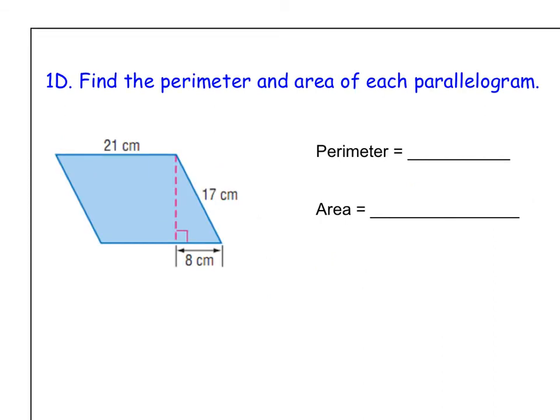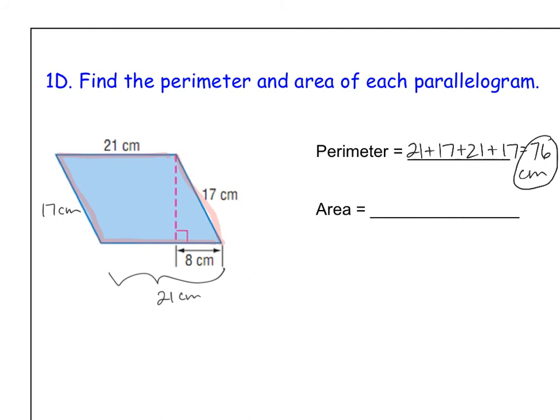Find the perimeter and area of this parallelogram. So if the top is 21, this bottom must also be 21. And the left side must be 17. To find the perimeter then, think about what you have to add. You're going to add 21, 17, 21, 17. So I'm just going to write that over here. 21 plus 17 plus 21 plus 17. Add all that up. I got 76 centimeters would be the perimeter around the outside of the shape.